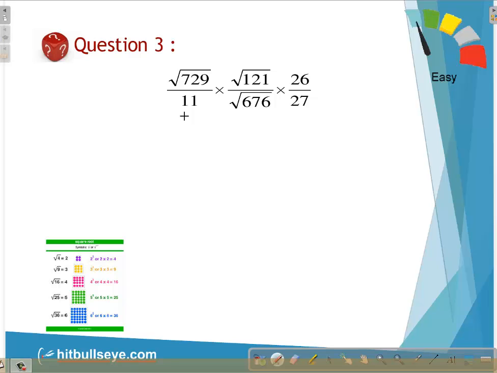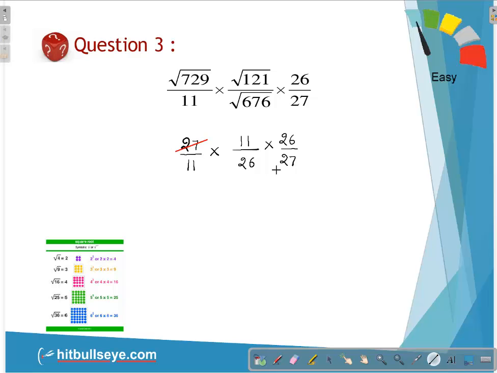Now this is a similar question as the previous one. So we'll start taking the root of 729, which comes out to be 27. Then I'll take the root of 121, which is 11. And then 676, which is 26. Now, after we have evaluated the square roots, we find, students, that there is a similar number in the numerator and similar number in the denominator, which we can eliminate.